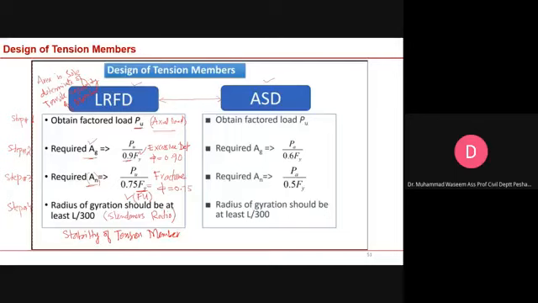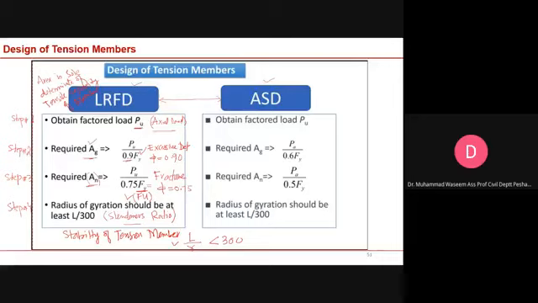The additional step that we didn't discuss in the analysis of tension members is the slenderness ratio, or the stability check. This stability check is represented by the length of the member divided by the least radius of gyration, L over r, and this value should be less than 300. So basically there are 4 steps you have to follow in the LRFD approach.